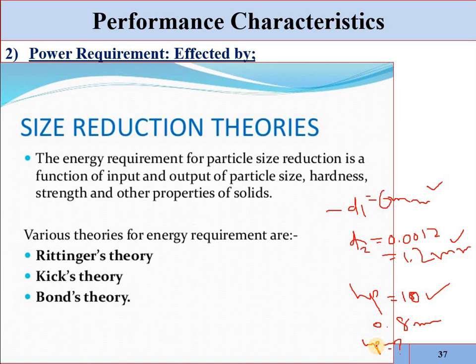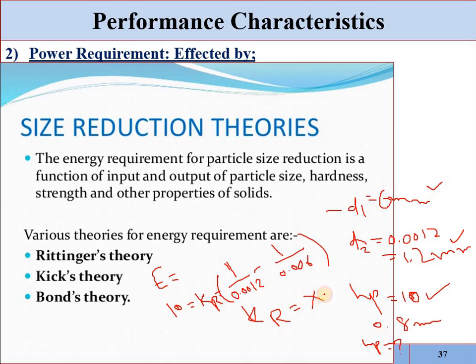Okay, if the size reduction is up to 0.8 millimeter, then how much horsepower will be required? By Rittinger's theory, first find out the Rittinger constant. If the energy requirement is 10, then the energy requirement will be equal to the Rittinger constant times (1 divided by 0.0012 minus 1 divided by 0.006). So first you will get the Rittinger constant, for example x.